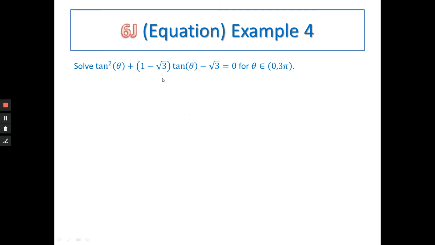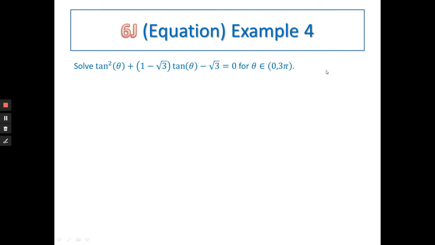Now this equation looks extremely complicated, okay, and we'll talk through a possible solution method for it. So here's the equation. It's tan squared theta plus 1 minus root 3 times tan theta minus root 3 is equal to 0. And then also we've got the domain of theta between 0 and 3 pi. So not only is the domain not a standard domain, we've also got an equation that's not a standard equation. So there's plenty of things going on over here. And also finally, we've got theta rather than x. So just a couple of things to watch out for.